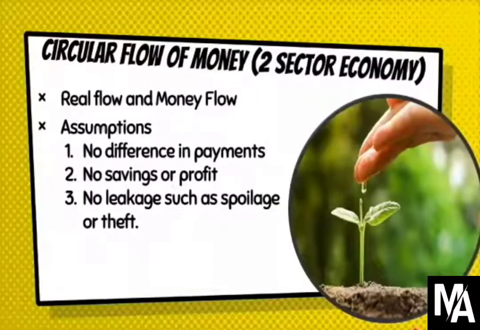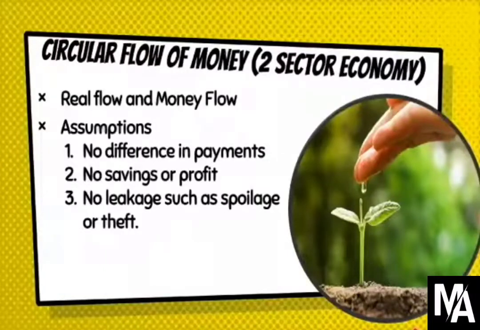First assumption is there is no difference in payments. Whatever was paid by the household to the business sector is exactly the same amount which has been paid by the business sector to the household. There is no difference in payment at all. And because of that, we are moving to the second assumption. Because there is no difference in payment, neither is the household saving anything, nor is the business making any profit. For example, if the farmer had supplied raw materials worth 100 rupees, the bread supplied by the firms to the household will also be costing 100 rupees only.